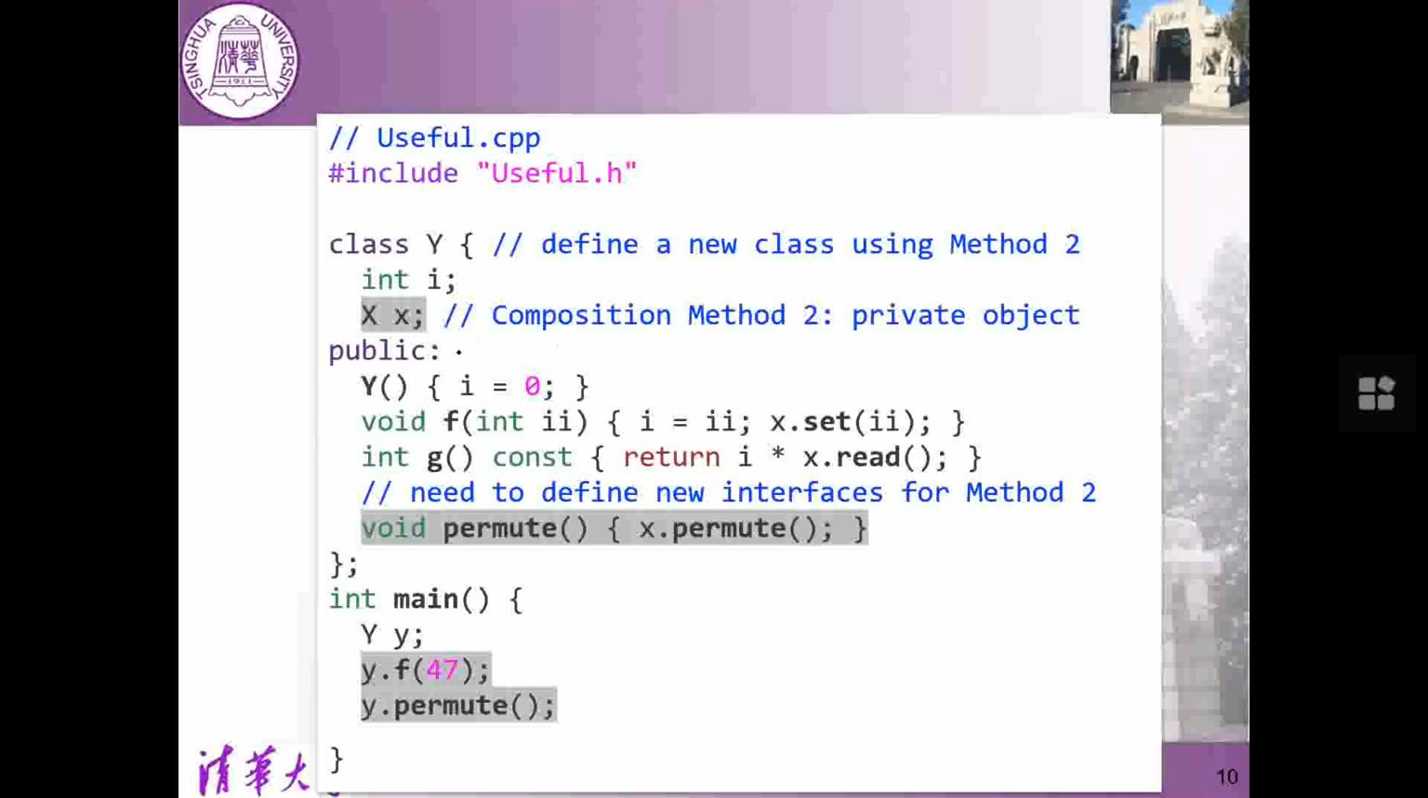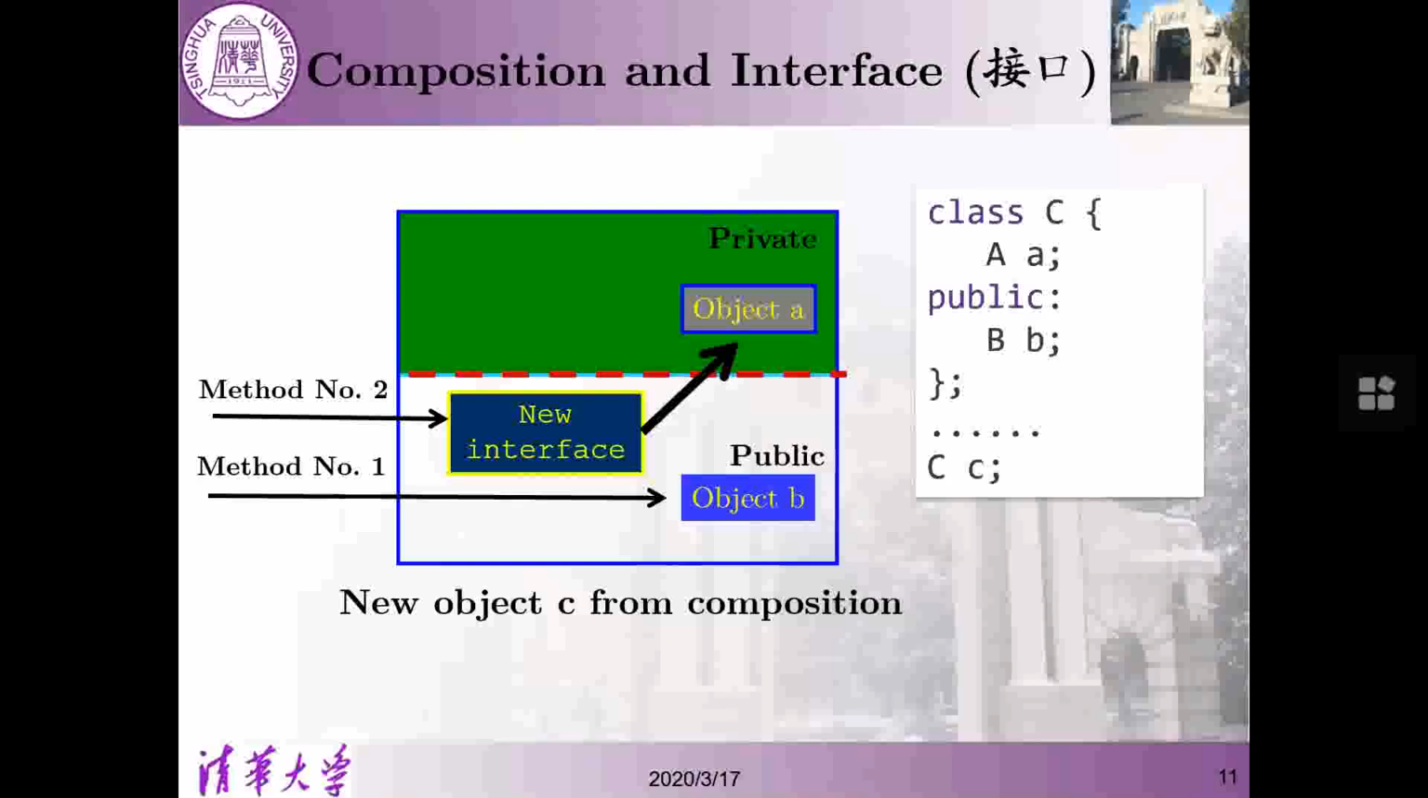Another one is private composition. This idea is very simple. We define the private members like this. Because it is private, in Y we cannot access X directly. So we have to define some interface, and we call this the X permute. Then, using a Y object, we just call this newly defined member function. And these are the two ways of composition.